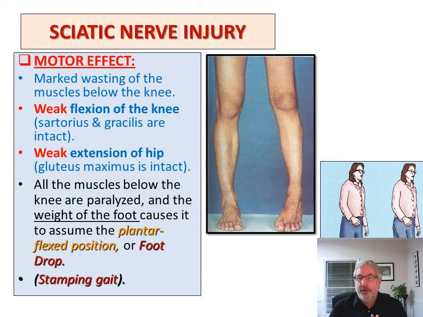So what happens if you damage the sciatic nerve? You get what's called foot drop, so that you aren't able to extend the hip easily. You also don't flex the knee very well. You get motor wasting. The muscles below the knee would be paralyzed, and the weight of the foot causes it to plantar flex. It's called foot drop. And so someone will walk along and then they'll plop their foot down and plop their foot down. So it's kind of a stamping gait, is what it's called.